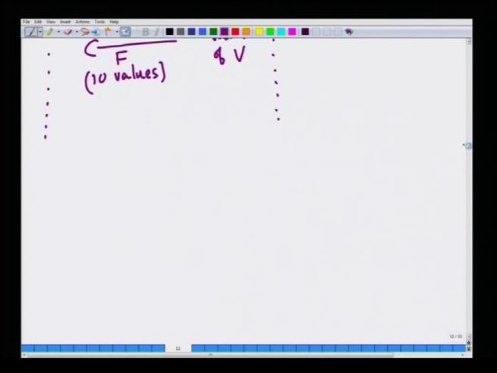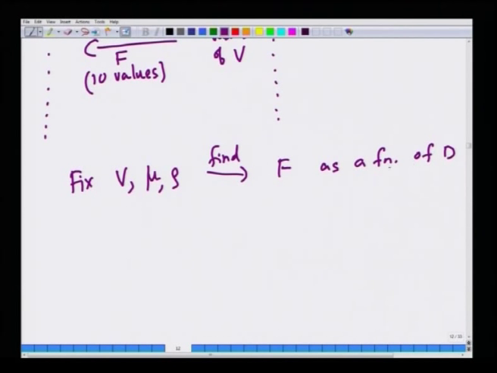Now, you may say that we want to know how the force varies with the diameter. So, you fix the velocity, viscosity, density, and then find F as a function of d, again with 10 different values. So, to find how F depends on just two parameters, velocity and diameter, you already have 10 different values of velocity and 10 different values of diameter. You already have 100 data points. It is not even easy to plot these 100 data points as a function of these two variables, diameter and velocity.